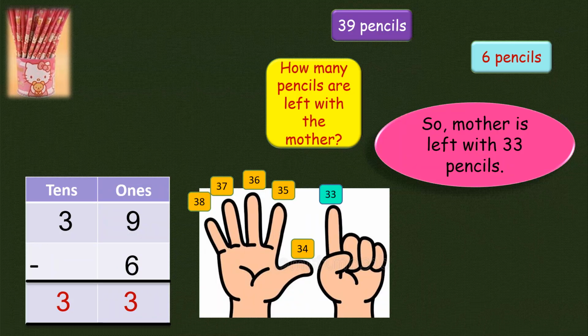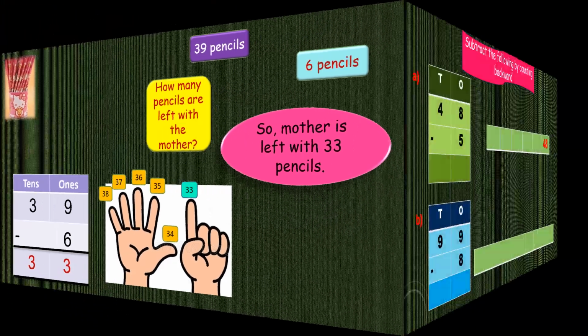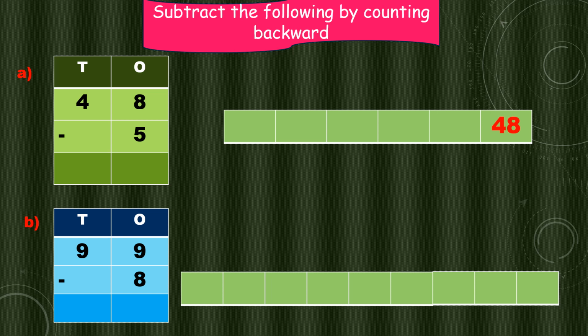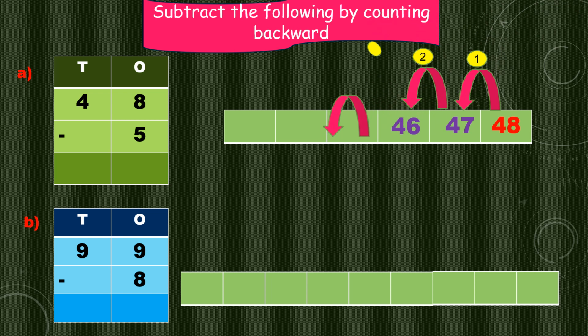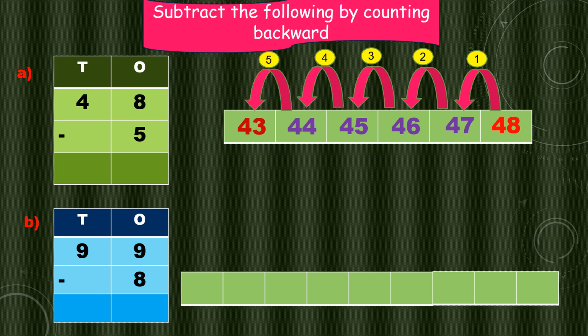Okay, children. Let's do a few questions by backward counting. 48 minus 5. So 48 we are going to write first, and we will count 5 steps backward. In the first step we will reach number 47, then 46, and then 45. Then in the fourth step we will reach number 44. Then in the fifth step we will reach number 43. So 43 is the answer.